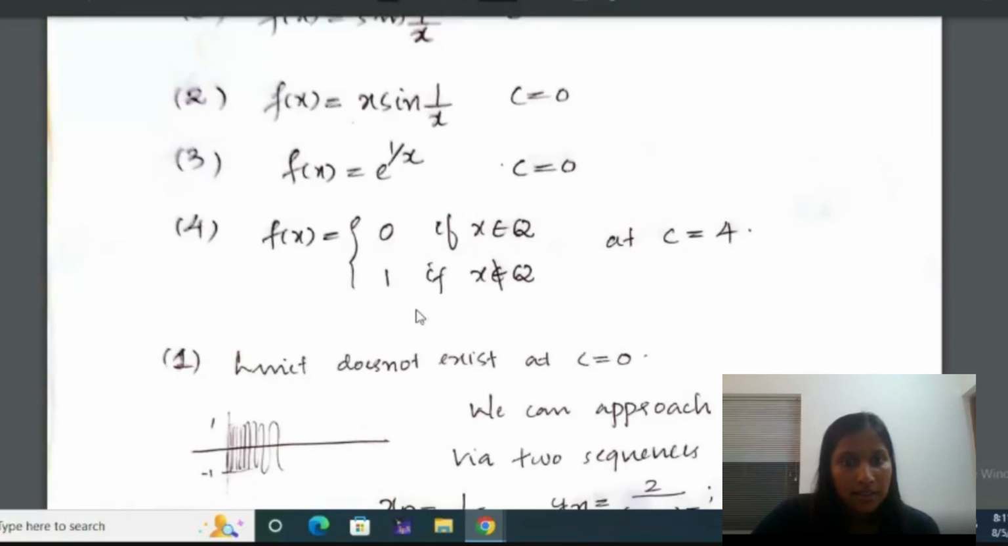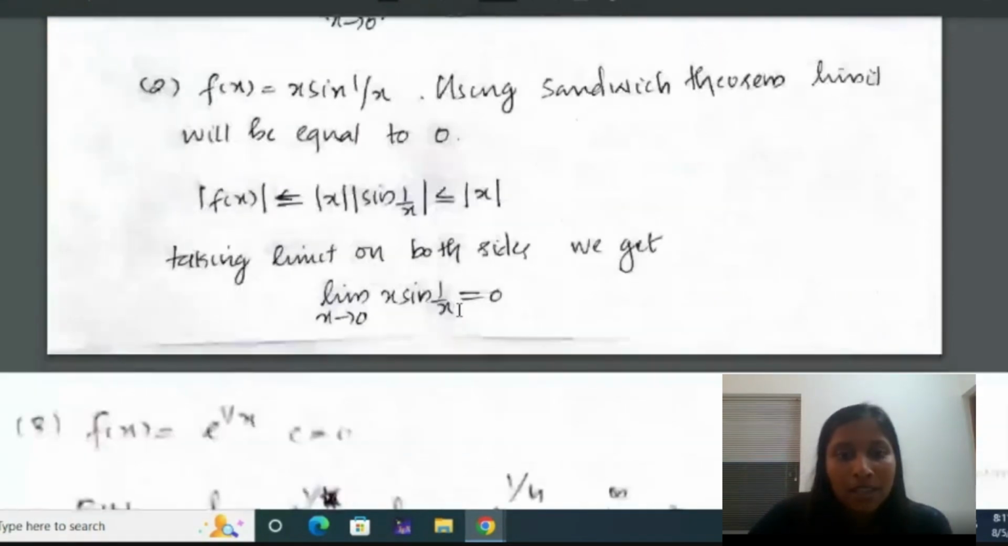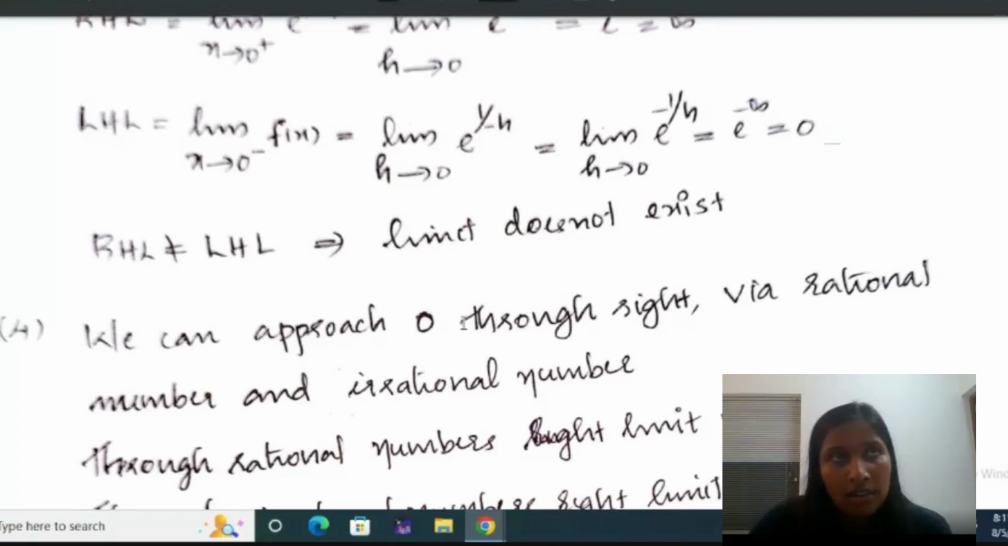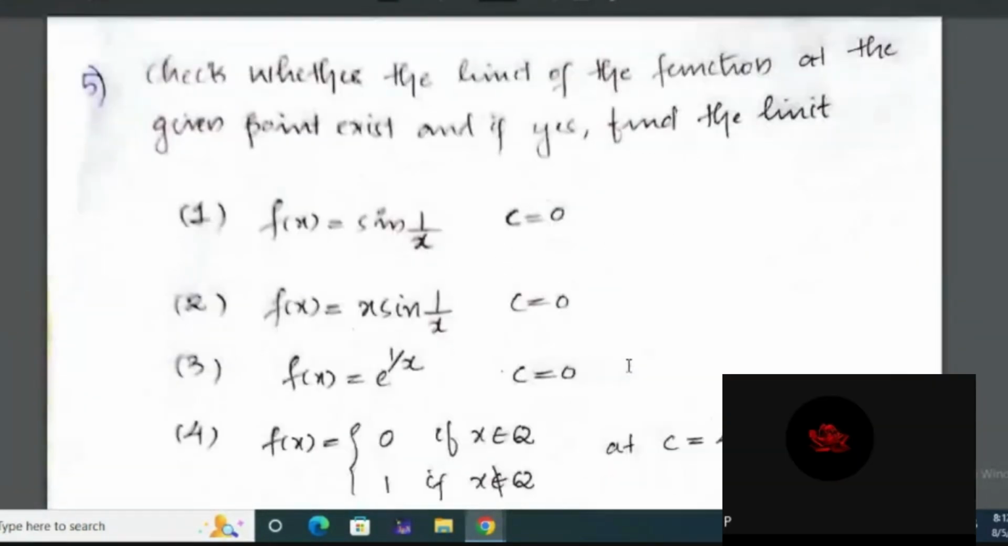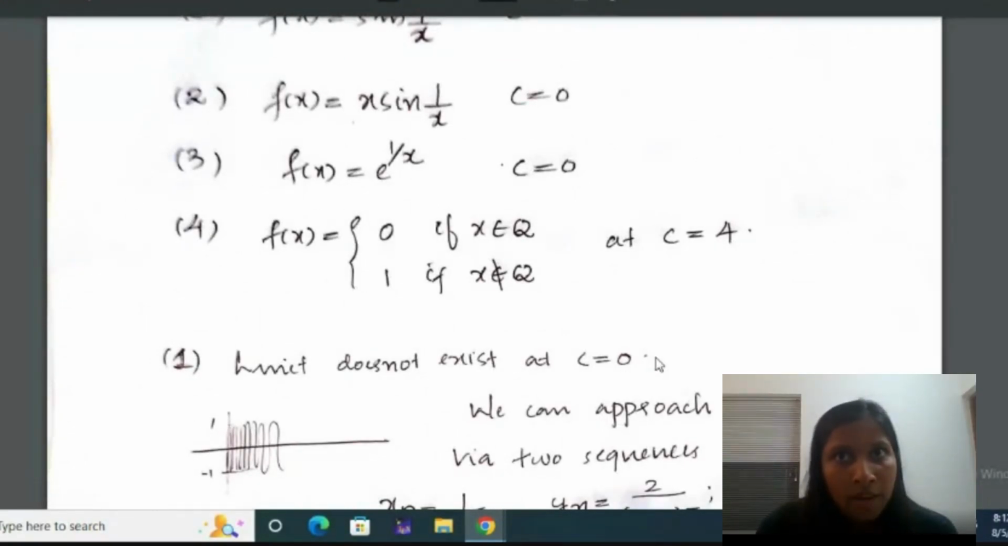Okay, so our function is 0 when x belongs to Q, and 1 when x doesn't belong to Q. So it is the opposite of the Dirichlet function. As we are calculating, the right hand limit itself does not exist. We can approach 0 from the right using a rational sequence which converges to 0, so that the function value will be 0, so the limit will be 0. And we can approach through an irrational sequence also, so that the function value is 1, so the limit will be 1. So we have got two distinct limits as the right hand limit itself. So the limit does not exist at that point. Okay. Understand the idea of taking two sequences.